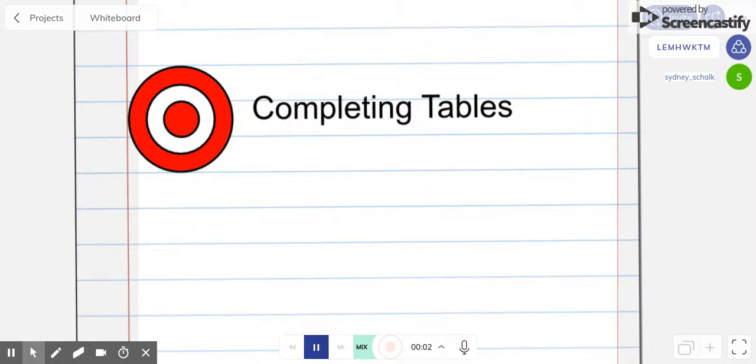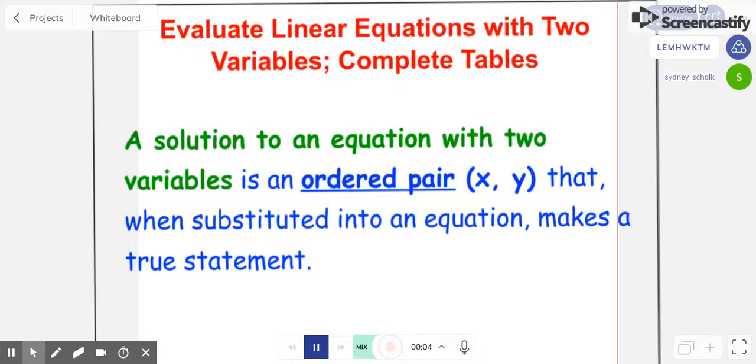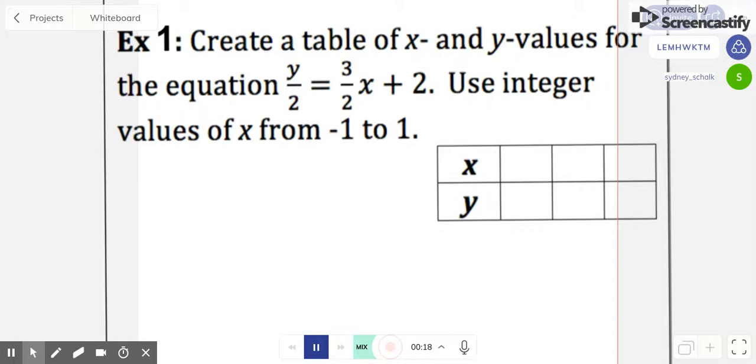Hello, 7th graders. Today we're going to talk about completing tables. So it's important for us to remember that a solution to an equation with two variables is an ordered pair. The x value comes first and the y value always comes second. So when it's substituted into an equation, it makes a true statement.